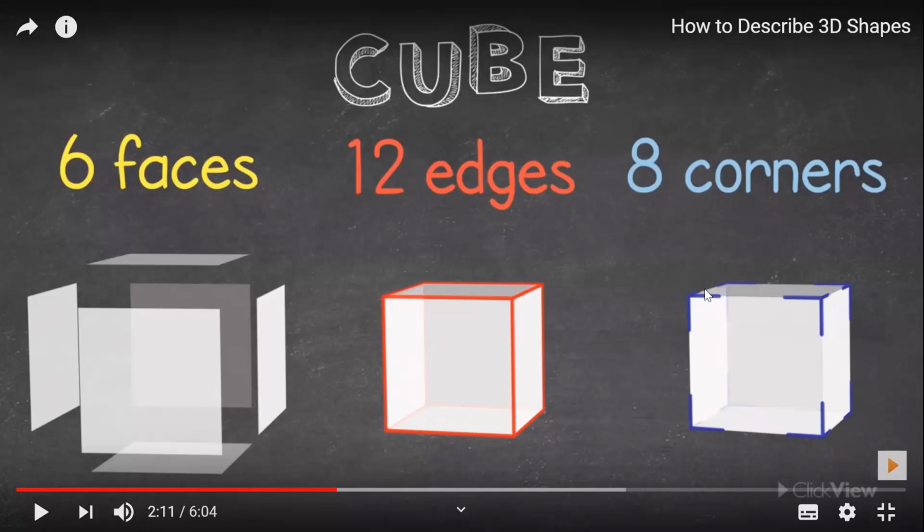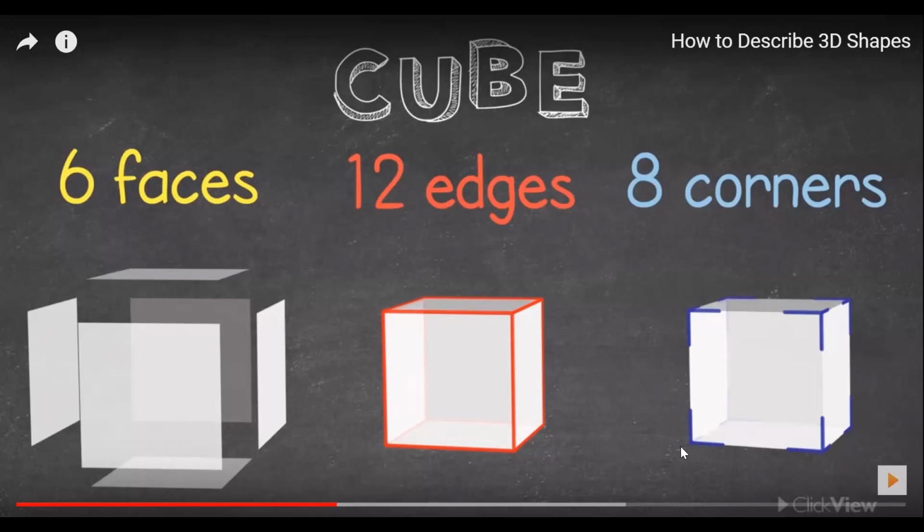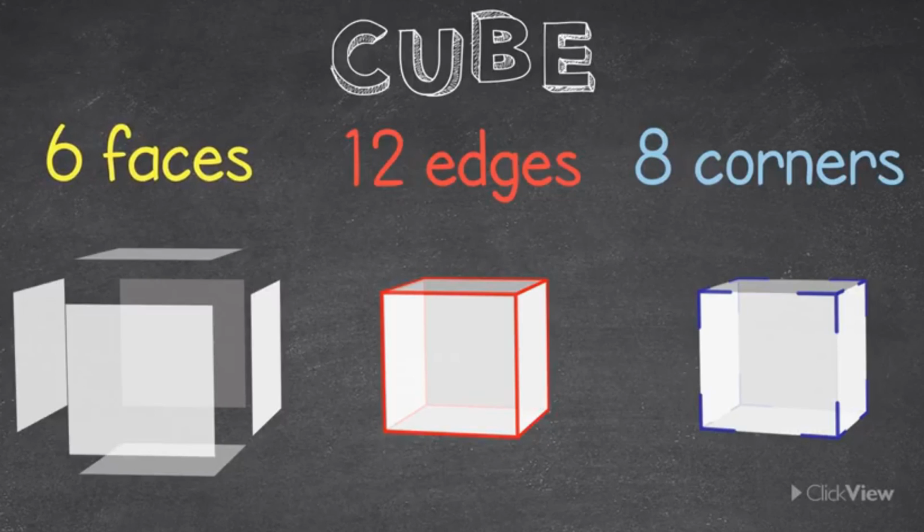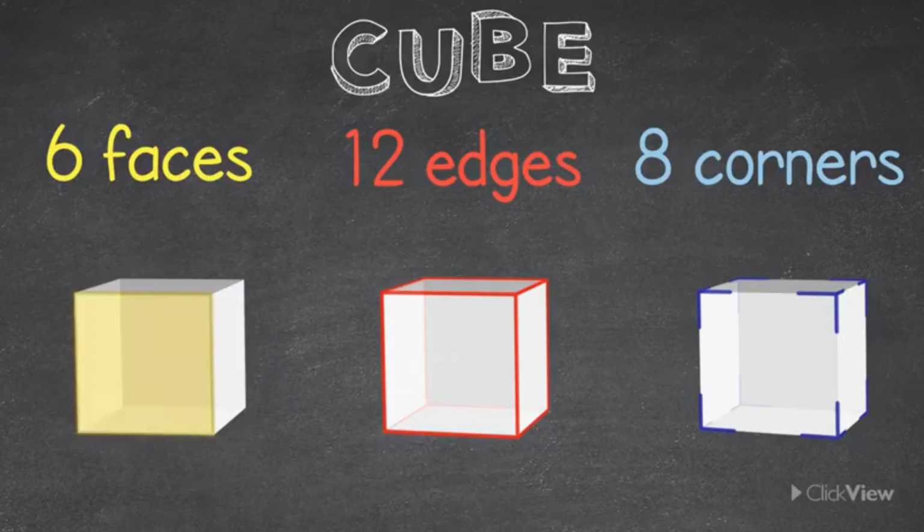Corners. You all know the meaning of corners. So how many? Let's count them. 1, 2, 3, 4, 5, 6, 7. It's inside. 8. Okay, so let's continue. All of the faces, edges, and corners are the same size and length. Can you see how each face of the cube is a square?